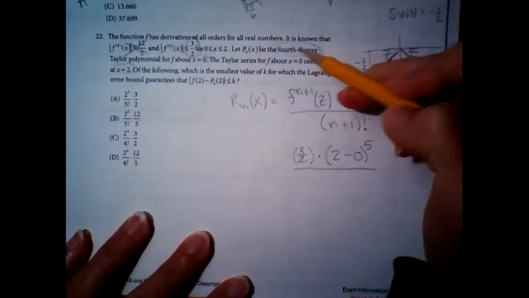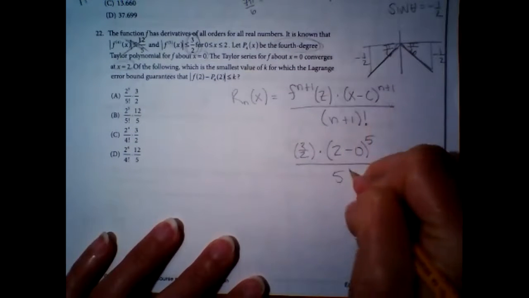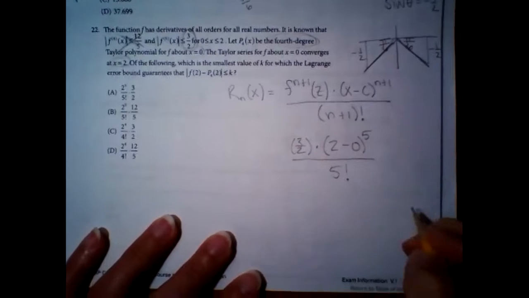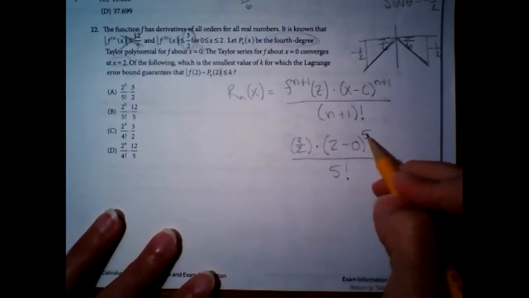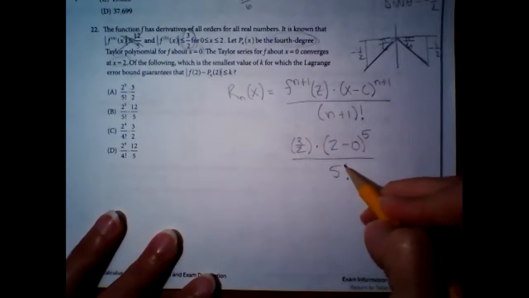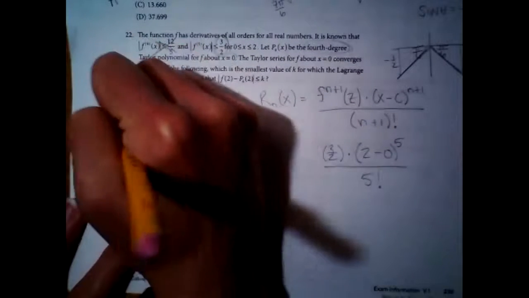Again, n was 4. It was a 4th degree polynomial. And then same thing here, this is going to be 5 factorial. And I think they wrote it in a bit of a different order, but it's going to be 2 to the 5th over 5 factorial times 3/2. So that's the first one. So it's going to be A.